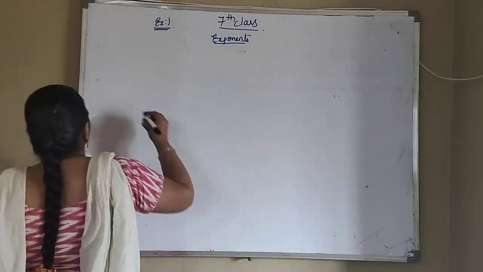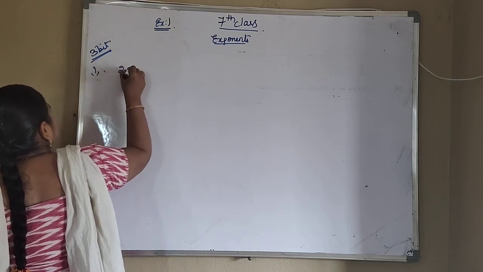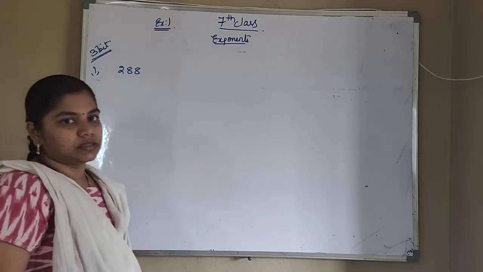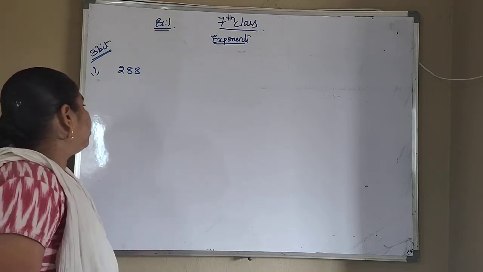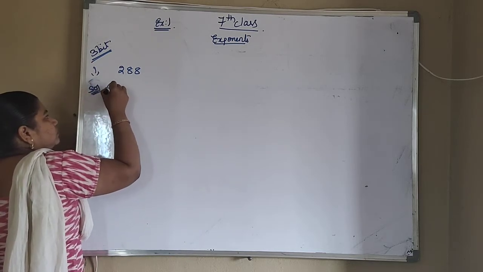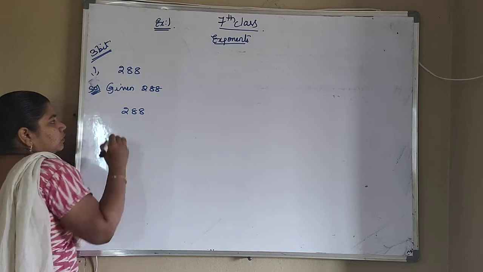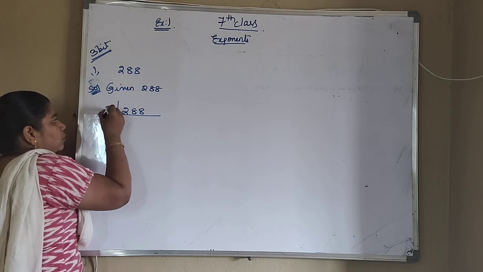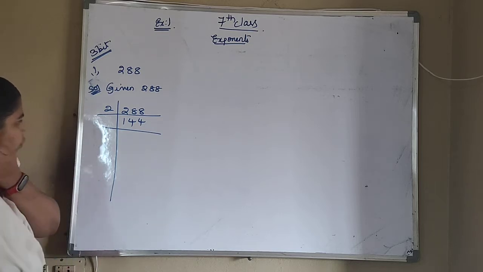So what is the first one here? This 288 we have to write in the form of prime factors. By using prime factors only we can convert that into exponential form. So 288 prime factors we have to take out. Here last digit is 8. 8 is an even number, so it will go in 2 table. 2 ones are 2, 2 fours are 8, that is 2 144s are 288.